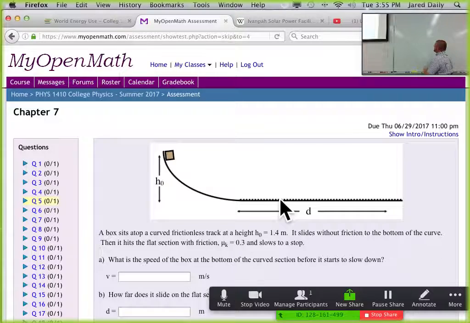Air exerts force on a parachute as the parachutist falls toward the earth, and they want to know whether work is being done with a positive or negative value. So, when does something have a positive value in the equation? Force times distance times the cosine of the angle between them. The cosine is what determines the sign, right? If the force is pushing in the same direction that the object is moving, then the angle between them is zero, and cosine of 0 is 1. So that's when it's positive, when it's pushing and moving in the same direction.